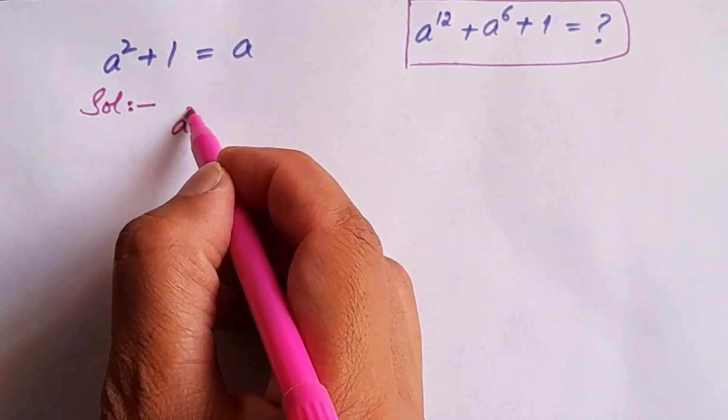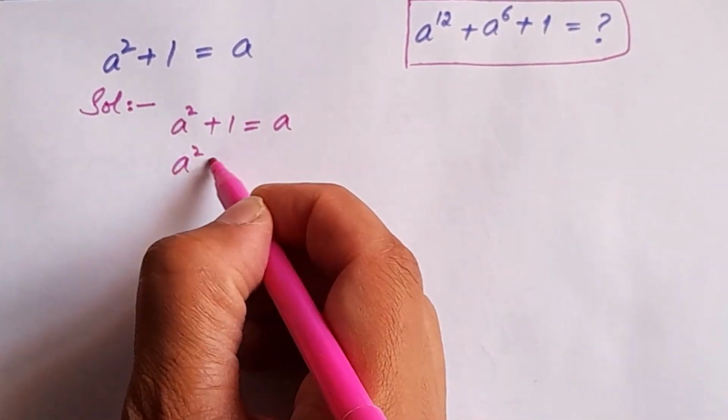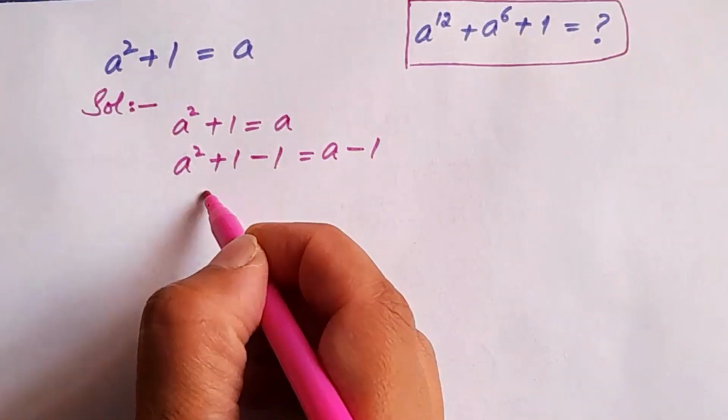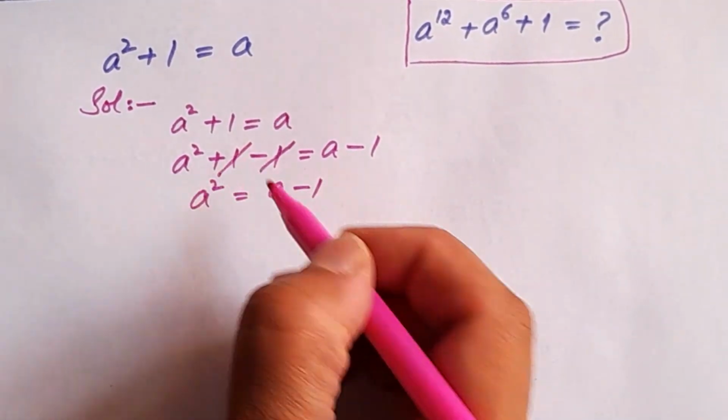It is given that a square plus 1 is equal to a. We are going to subtract 1 on both sides of this equation. So we have a square is equal to a minus 1, because this negative and positive 1 cancel out.